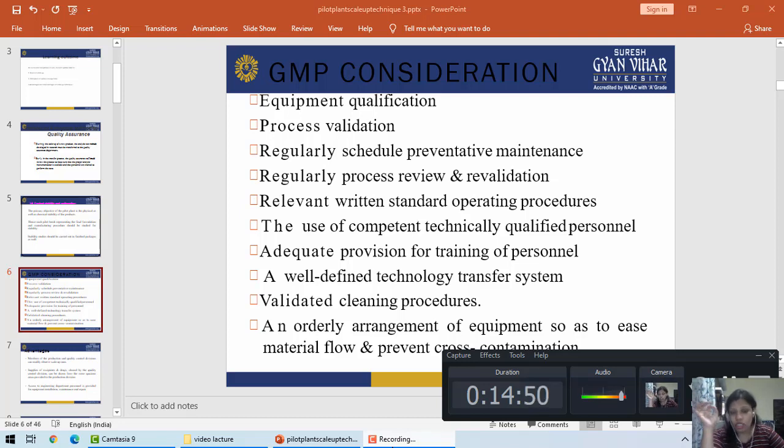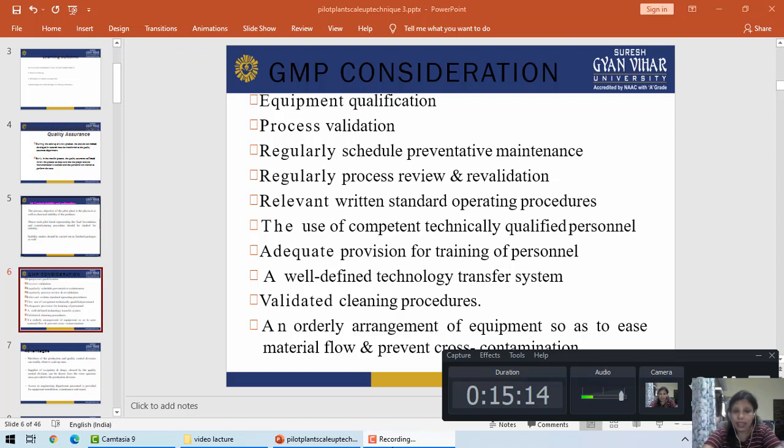A well-defined technology transfer system. In each and every company, as per GMP, a well-defined technology transfer system should be there. That is, if you are transferring some technology from one department to another department, from one plant to another plant, there should be one well-defined system for how that technology will be transferred. Okay, so it should be there in each and every company.